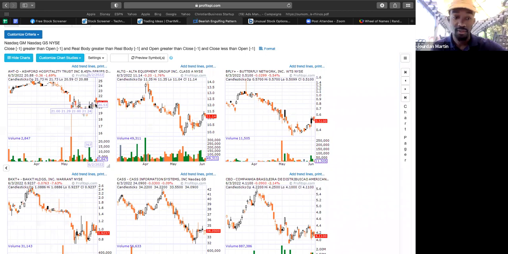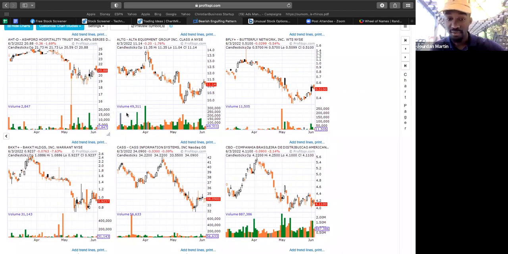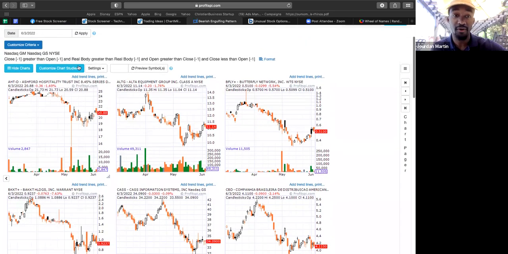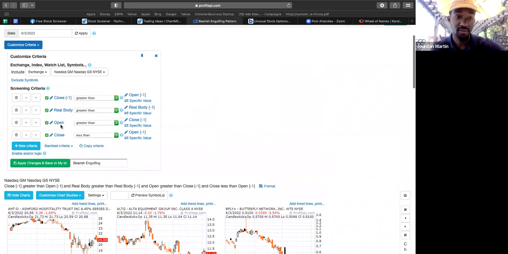And they have different degrees. I don't know why this one popped up, but that might be because of the math they have put on here, where they don't have it set to show that the candle has to fully engulf it. So you can come in here and change that. But we're looking at real body greater than previous day, open greater than close.